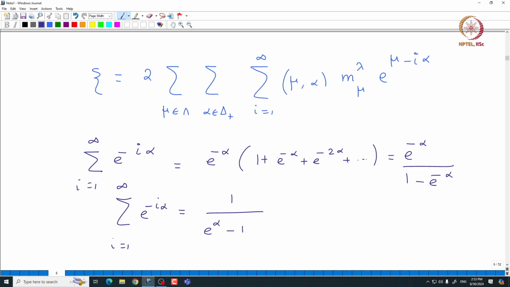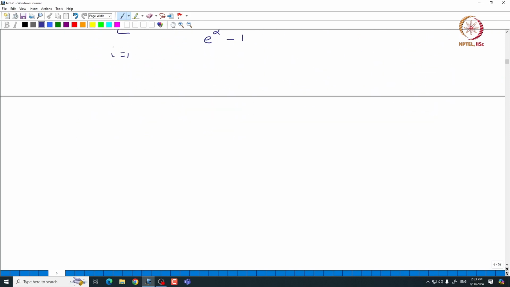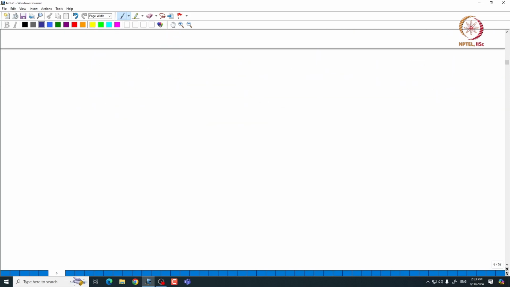If we use that in this expression, then you can see that this becomes exactly twice the summation over mu in Lambda, alpha in delta plus. Now mu comma alpha will be as it is, the multiplicity lambda mu will be there, and e power mu will stay, but the summation of e power minus i alpha, i from 1 to infinity, will become 1 divided by e power alpha minus 1. So, this is the expression that we get for xi. Now let us use this expression and sum all these 1, 2 and 3.